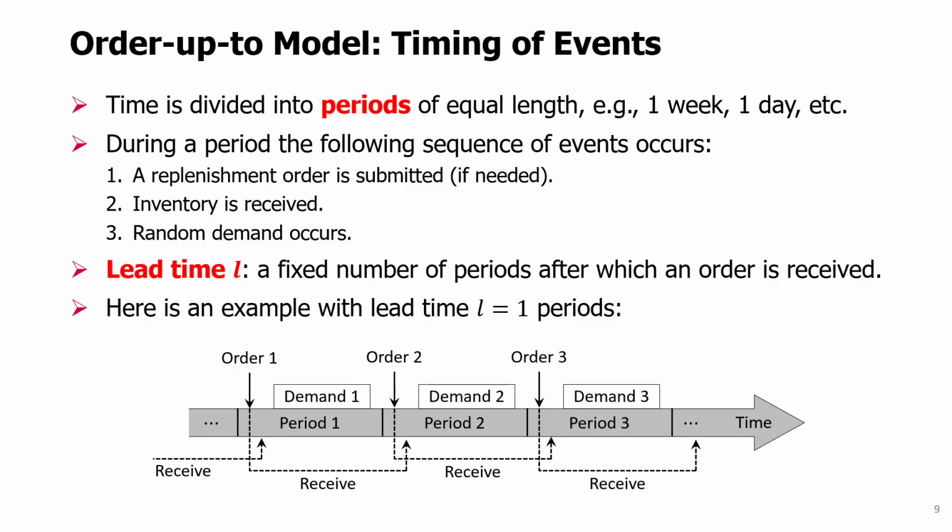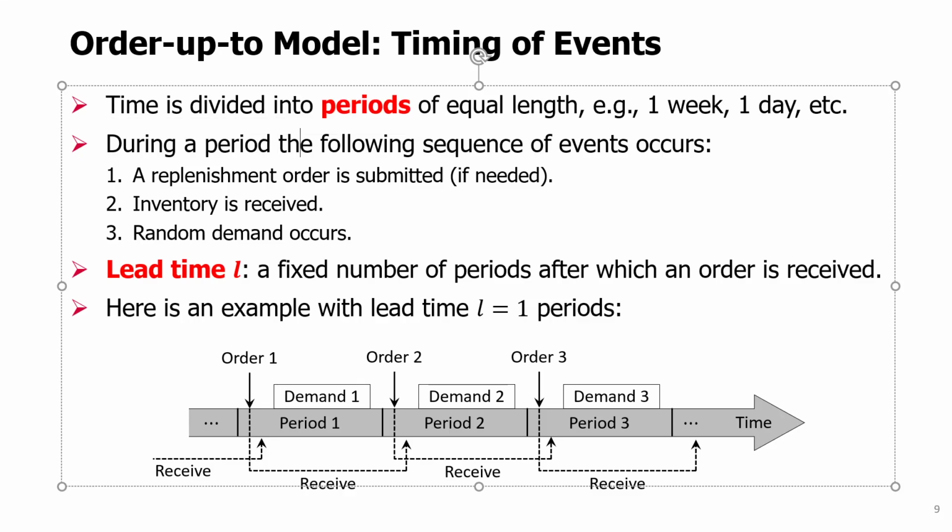So the period can be sometimes 1 week or 1 day or 2 weeks, but remember it has to be defined in such a way that there is exactly one order submitted in a period and one order received in the period. And the timing of events that we will assume is the following.